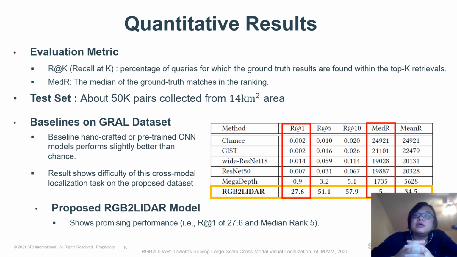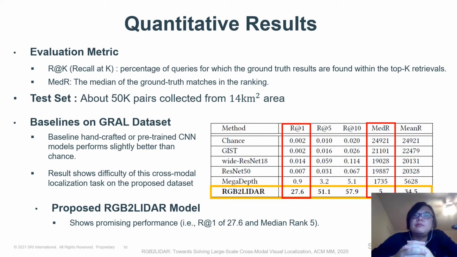We also implemented different baseline methods. These methods include using the handcrafted features or pre-trained CNN models. From the results, we can see that these baseline methods performed pretty badly on this large-scale dataset. It demonstrates that this is a very difficult task, and the dataset is also challenging.